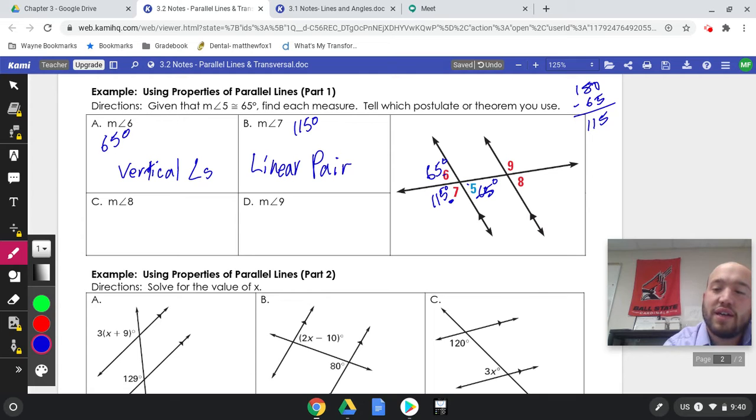Okay, now we've got angle 8 and angle 9 still to find. So angle 8 over here, that will also be 65 degrees. And there would be two ways you could have found that. One would be it is an alternate exterior angle with angle 6.